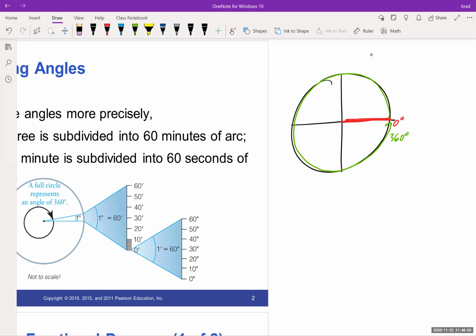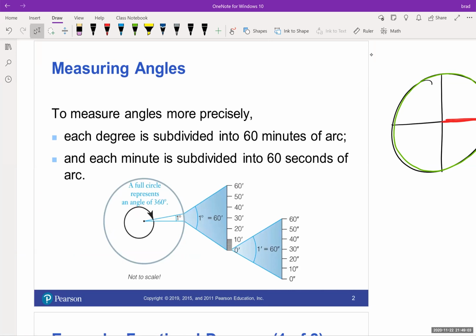The book made this pretty fancy. I'm just going to try to explain it in a nicer fashion. It says to measure angles more precisely, each degree is subdivided into 60 minutes of arc, and each minute is subdivided into 60 seconds of arc. So we call this little distance here the arc. When you're doing trig, you worry about radian measure, which is a relationship of the arc length to the angle that would be created. Since we're working with degrees, they still call it an arc, but they don't mean an actual length. They're just saying this is the degree measure, 1 degree. The main thing I want you to take away is that 1 degree is 60 minutes and 1 minute is 60 seconds.